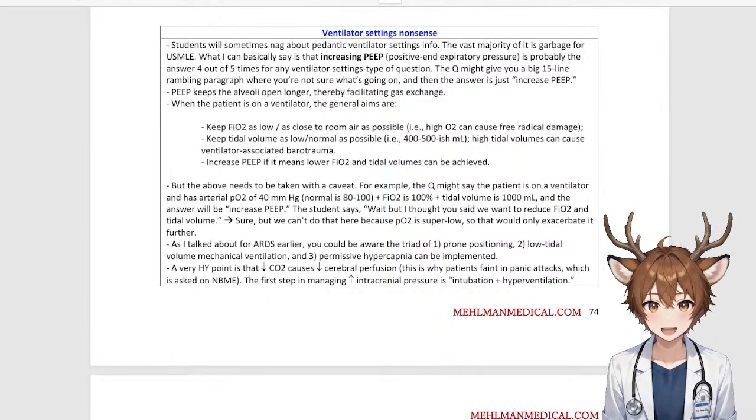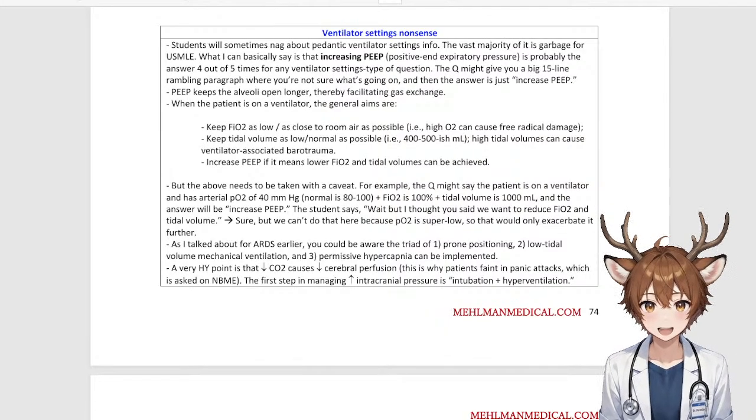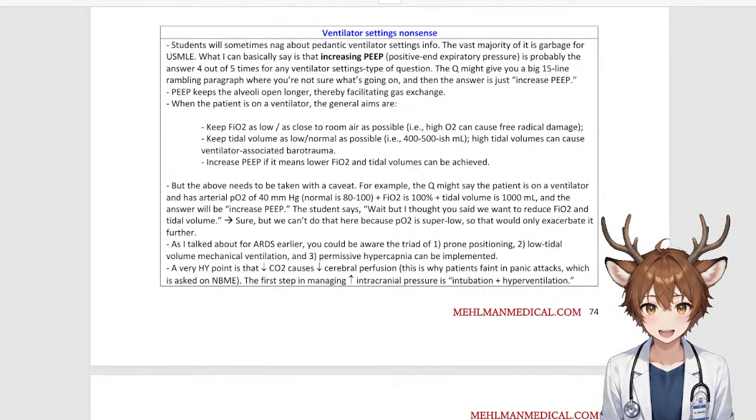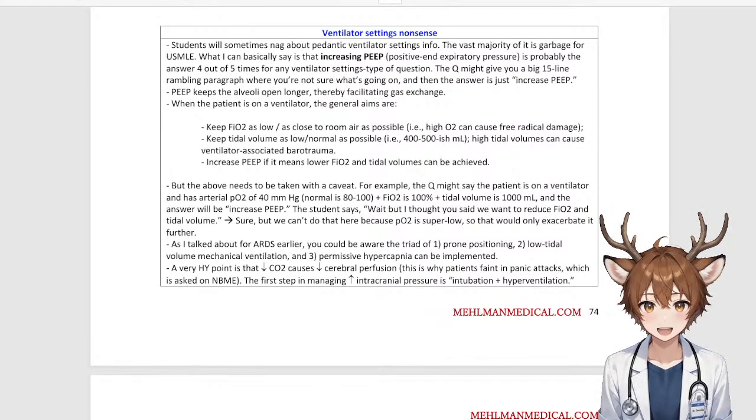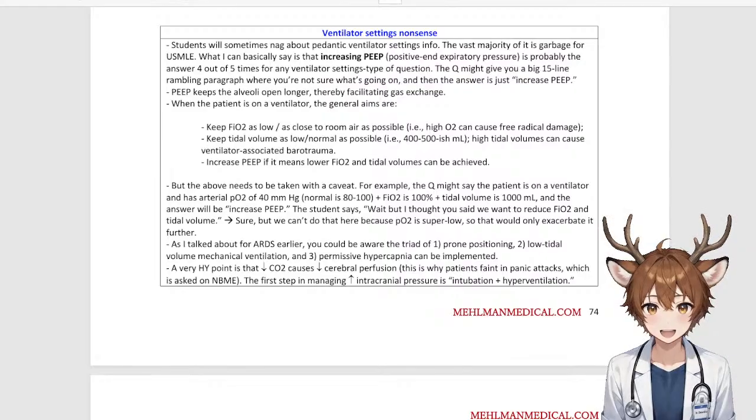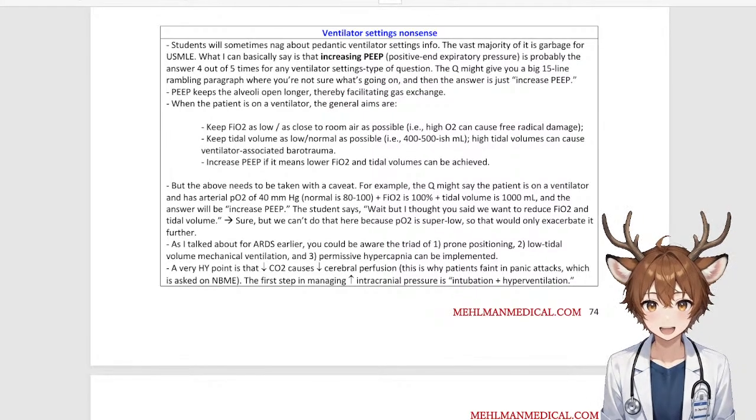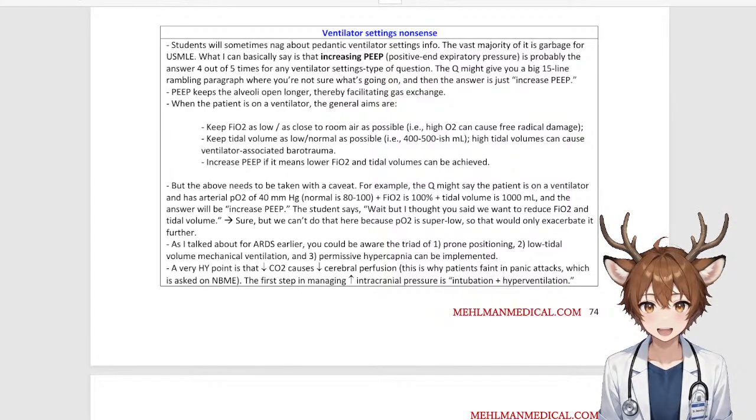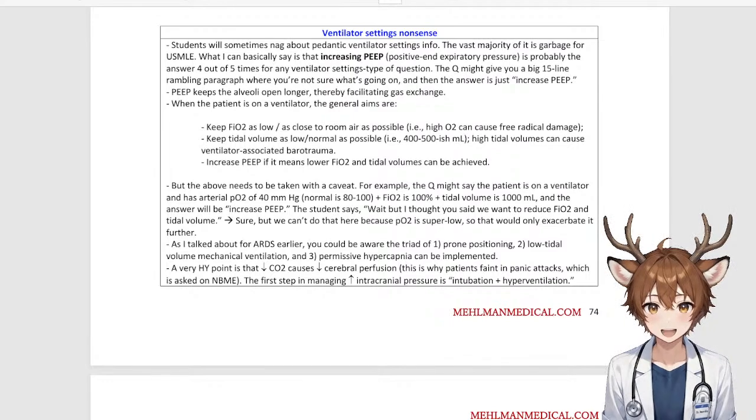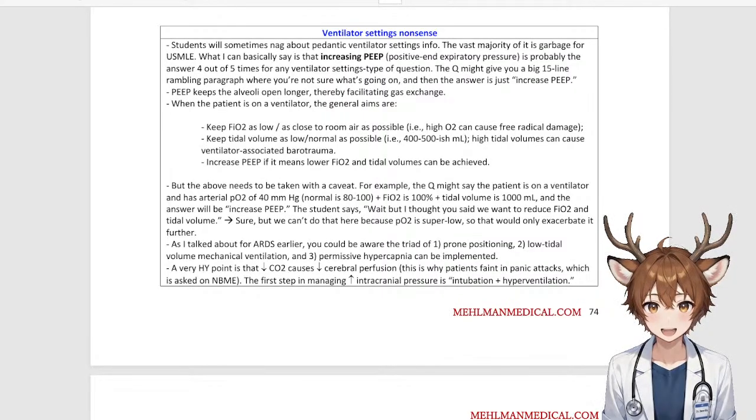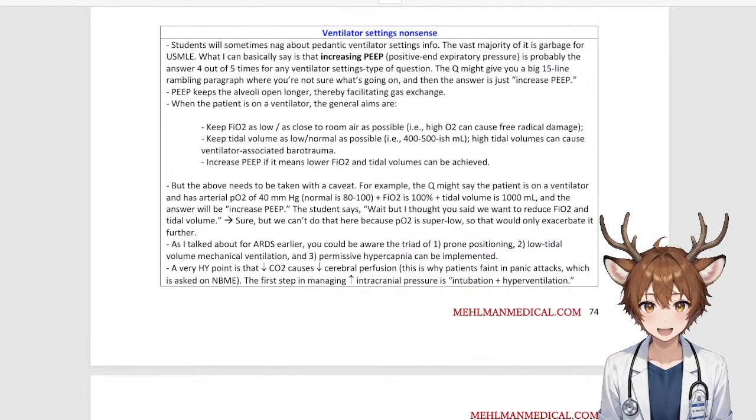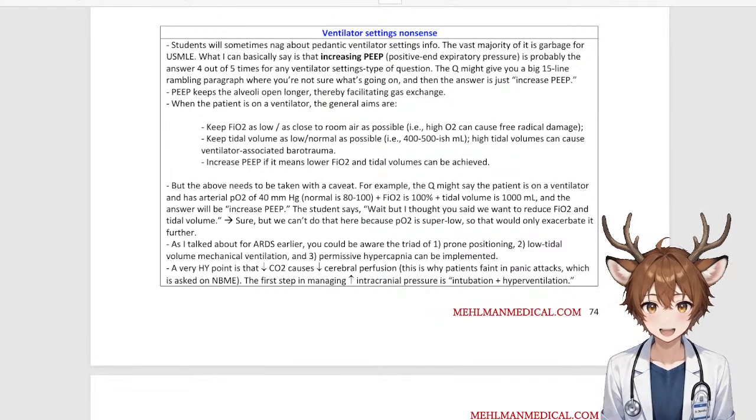The question might give you a big 15-line rambling paragraph where they're not sure what's going on, and then the answer is just increase PEEP. PEEP, again, that's positive end-expiratory pressure, keeps the alveoli open longer, thereby facilitating gas exchange. When the patient is on a ventilator, the general aims are to keep FiO2 as low, as close to room air as possible, i.e. high O2 can cause free radical damage.